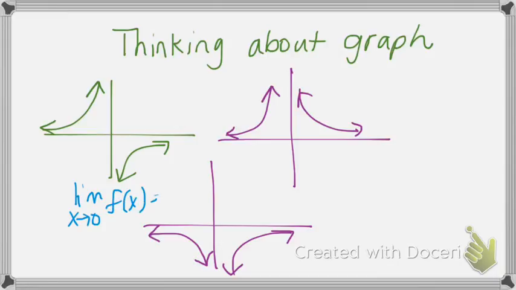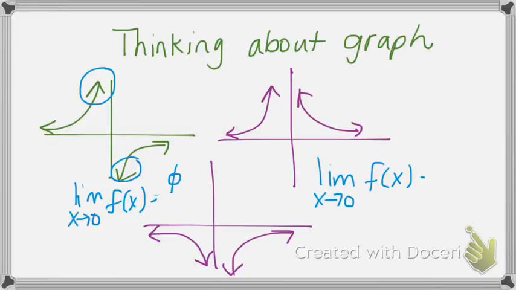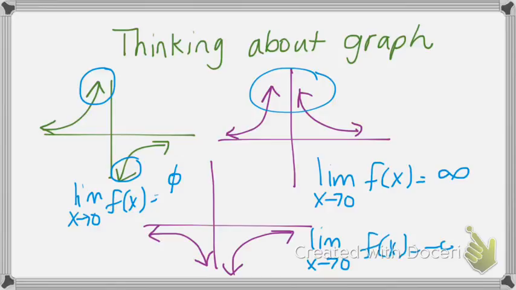on the first one, it would be undefined because we're going towards infinity, we're going towards negative infinity. On the second one, that would be infinity because they're both going up. On the third one, that would be negative infinity because they're both going down.